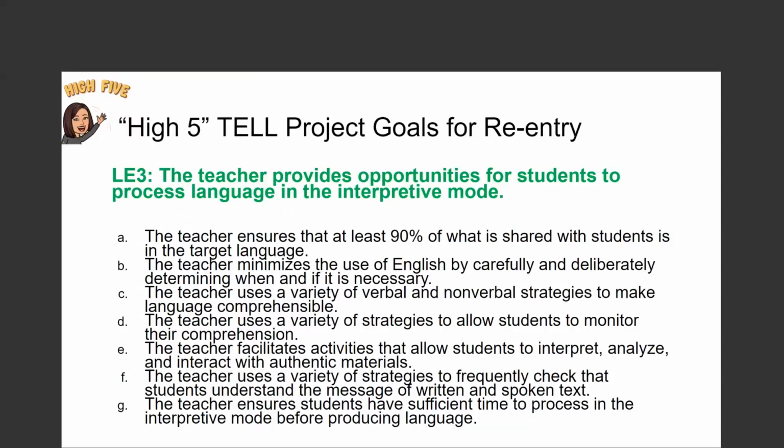Hello again, this is Delynda from Wake County Schools, and I'm going to be talking about the interpretive mode. So located in the section of advancing student learning of the TEL framework is the learning expectations domain.